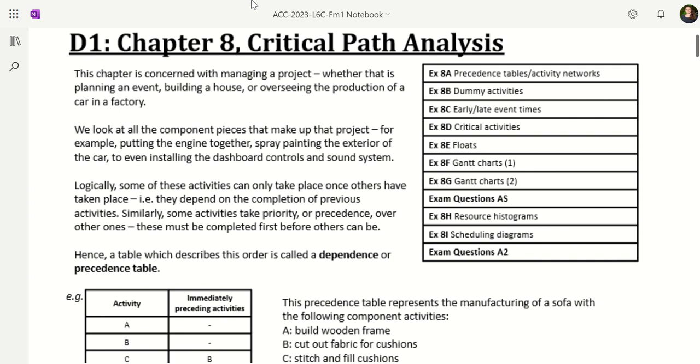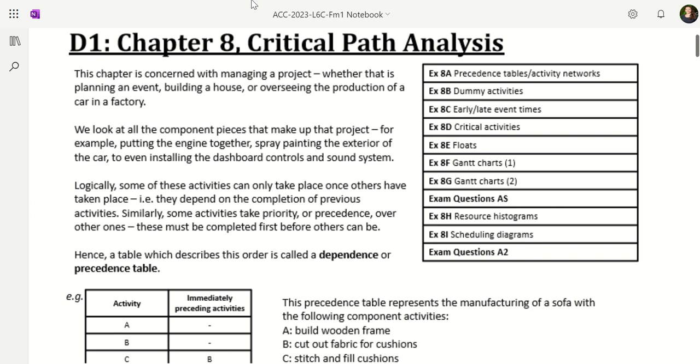And this chapter is all about project management and how we can efficiently move between activities and completing a project. This could be, for example, if we're looking to plan an event, or if we're looking to build something big and complicated like a house. It could be overseeing production of a car in a factory. We'll see loads of different examples of how this can be used from the textbook examples.